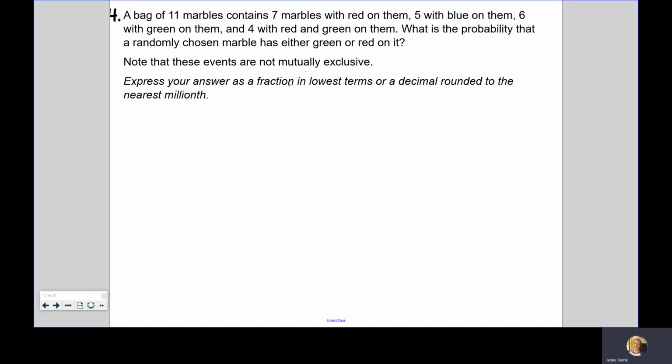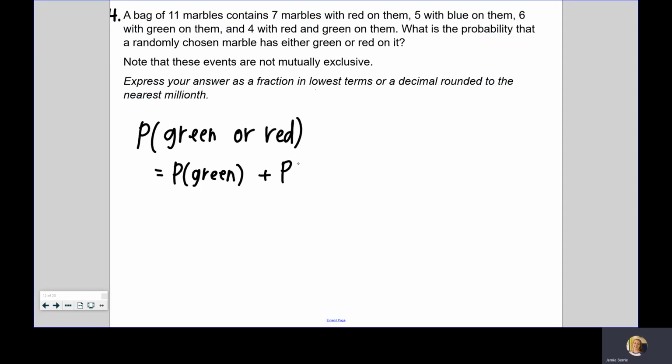And then same thing here, express your answers as a fraction, lowest terms, or as a decimal rounded to 6 decimal places. All right, so we're looking for the probability that a randomly chosen marble has green or red on it. It tells us here that they are not mutually exclusive. So we're going to use the original probability rule that we learned, which says probability of green or red is equal to the probability that you pull out a green marble plus the probability that you pull out a red marble minus the probability that you pull out a green and red marble.